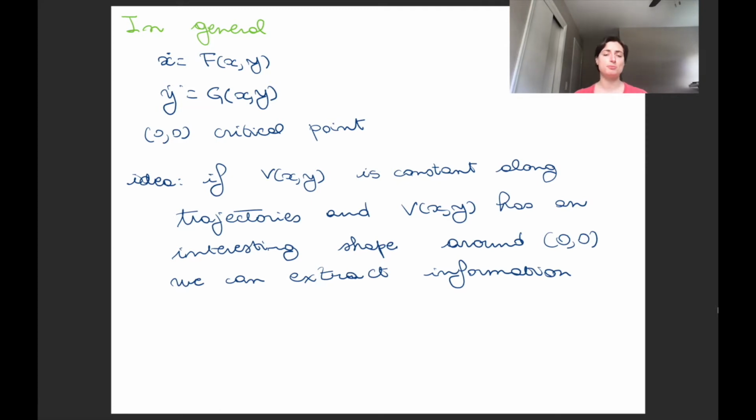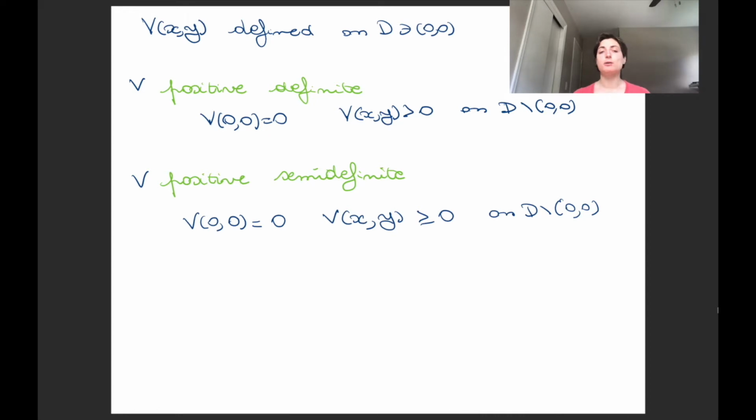Can we make this a bit more precise? Because this is a bit hand-wavy. Honestly, it might stay a bit hand-wavy, but I hope you're going to get the information about it. The first thing we're going to do is define some types of functions. We say that v, a function of x and y defined on a domain D that includes 0, 0, is positive definite if it's equal to 0 at the origin and positive everywhere else on our domain D. So it is the bottom of our bowl.